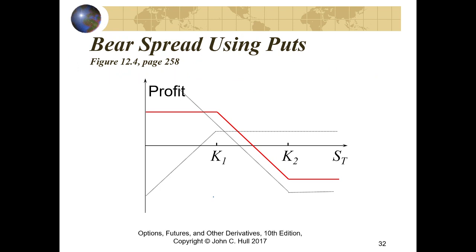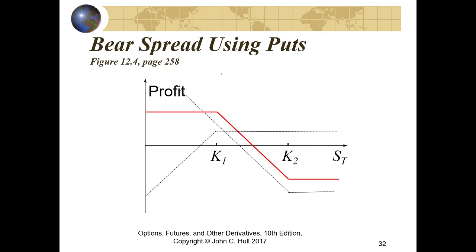Now we move to the next type of spread, which is called the bear spread. Now in a bear spread using put options, what do we do? I will take a long position in a put option with the strike price K2, and then I will take a short position in a put option with the strike price K1. So how is this spread different from just taking a long position in a put option?